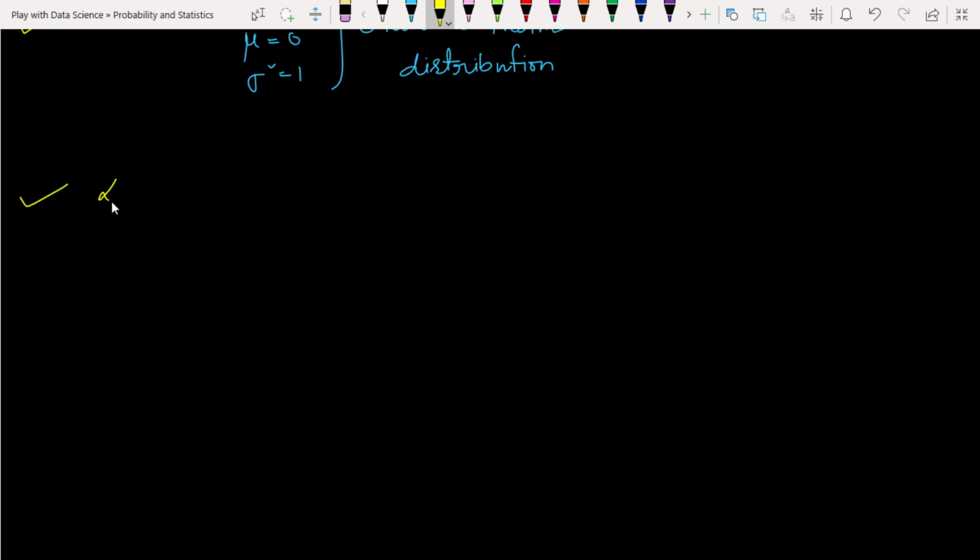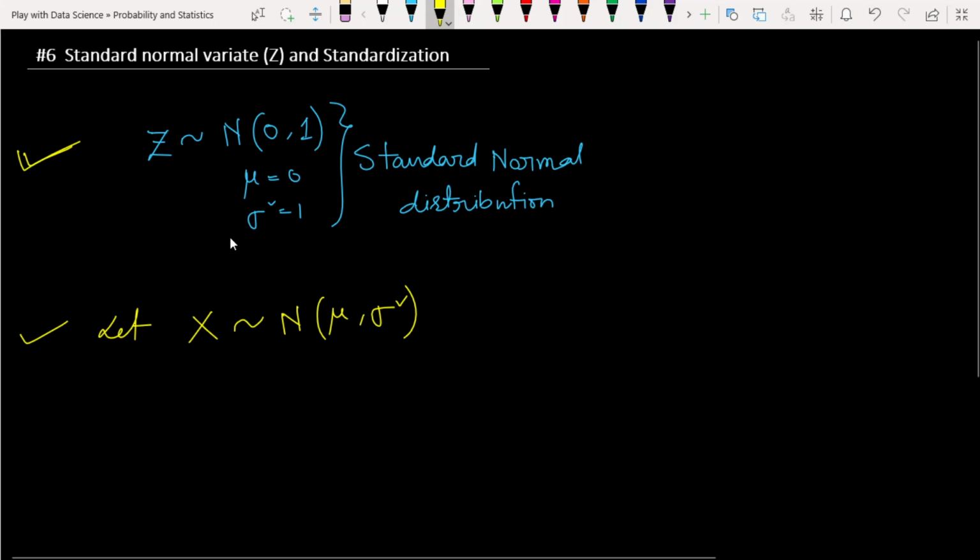Suppose we are given a distribution X that follows any normal distribution with mean mu and variance sigma square. The question is, how will we convert this normal distribution to a standard normal distribution? We have to apply the standardization technique to convert any distribution to a standard normal.